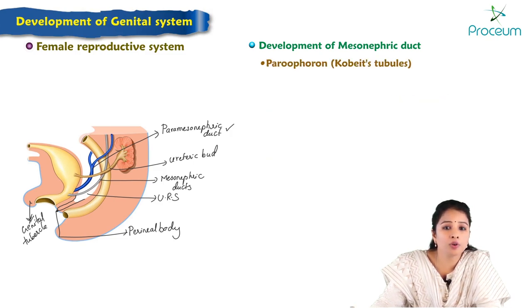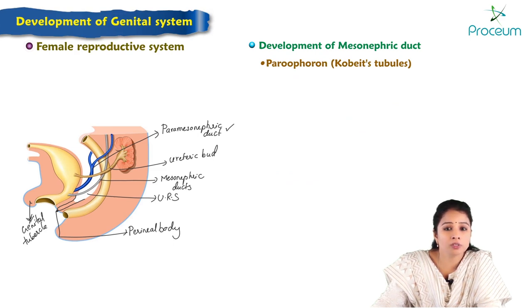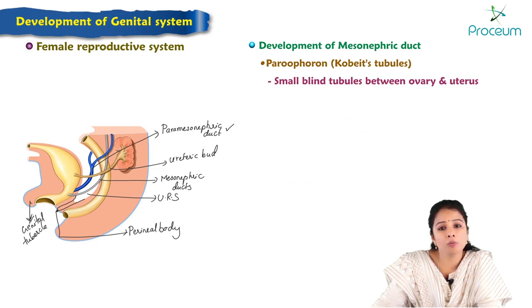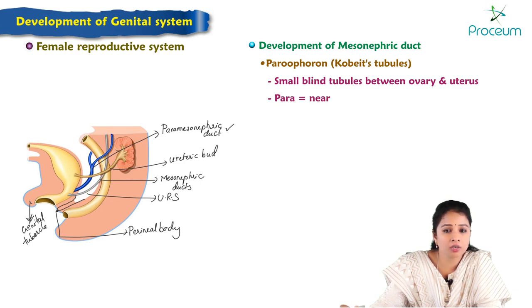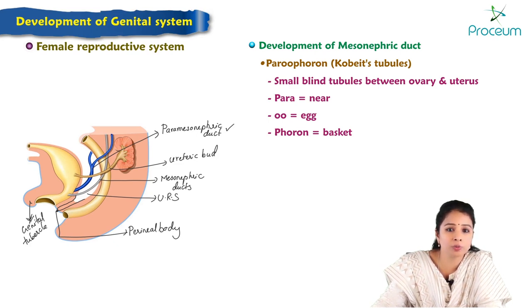The paroophoron, which are called Kobelt's tubules, are small blind tubules between the ovary and the uterus. And these are called paroophoron. Para means on either side or near, oo means egg, and phoron means basket. So they are near, between the ovary and the uterus, like small blind tubules, which are called Kobelt's tubules, otherwise called paroophoron.